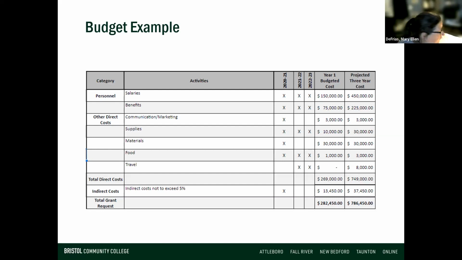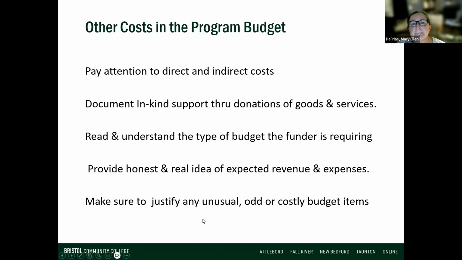Now, if you're applying for grant funding to get this business going, they will sometimes allow you to do indirect costs. So those are the costs that may not be directly related to your program budget that you're putting in for them, but they are to your overall operation. Okay. Pay attention to direct and indirect costs, because you want to be accounting for those costs in everything that you do.